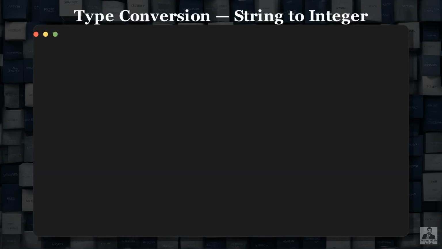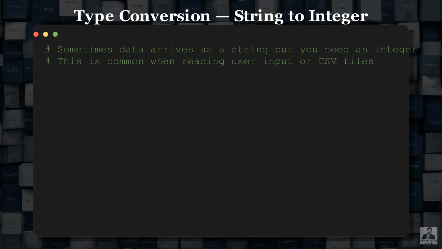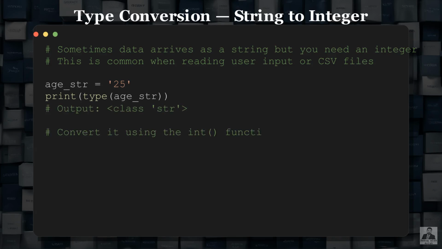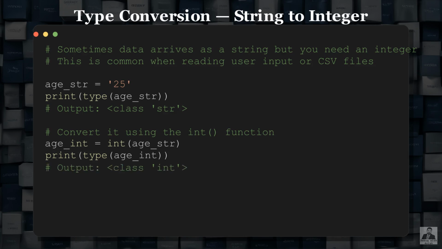Type conversion is the process of changing a value from one data type to another. The first case is converting a string to an integer. This happens often when reading data from a file or from user input. Everything comes in as text. Here we have the string 25 stored in age_str. We pass it into the int function, which converts it to a real integer and stores the result in age_int. Now we can do math with it. Adding 5 gives us 30.